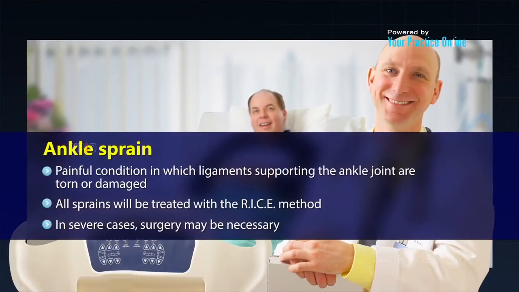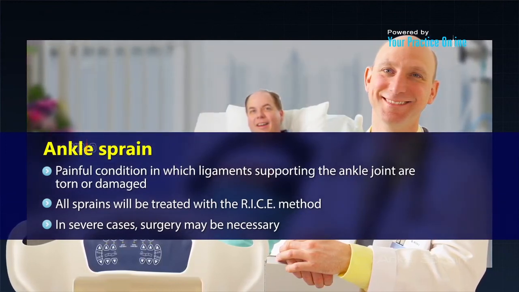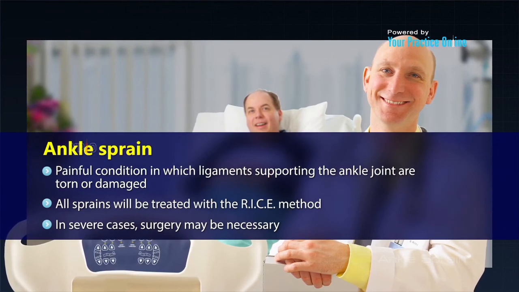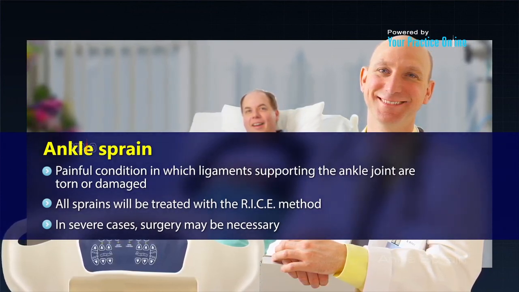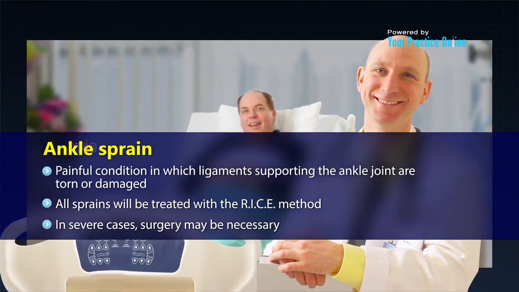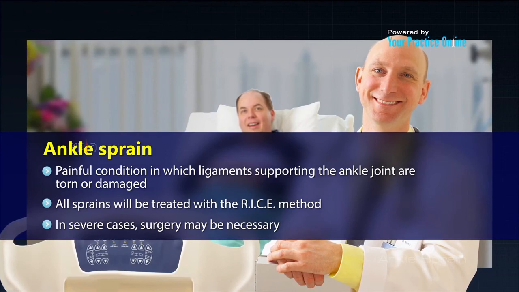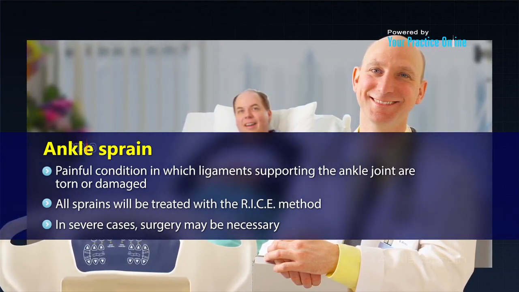Ankle sprain is a common and painful condition in which ligaments supporting the ankle joint are torn or damaged. Sprains are most often treated conservatively by resting the injured joint, applying ice to the injury, using a compression bandage, and elevation of the foot. In severe cases, surgery may be necessary.